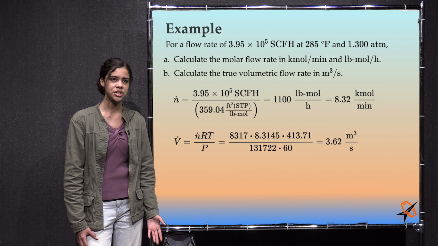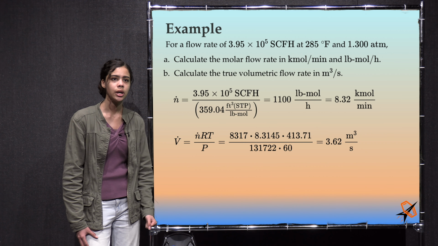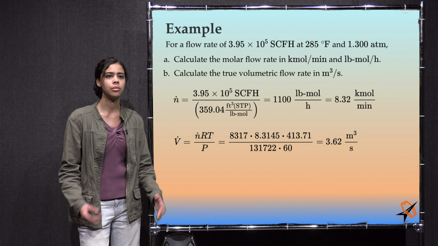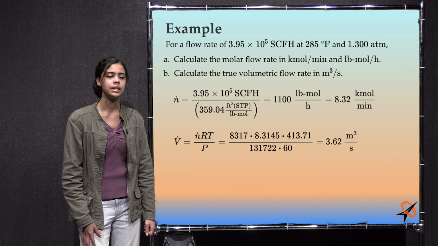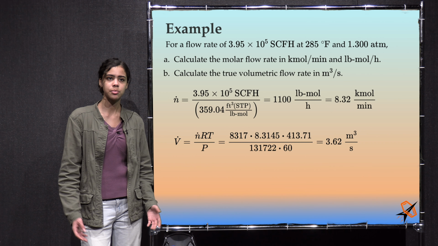To get the true volumetric flow rate, multiply the molar flow rate by RT over P. You also have to convert from kilomoles to moles and from minutes to seconds. The result is 3.62 cubic meters per second, which is a pretty big number.